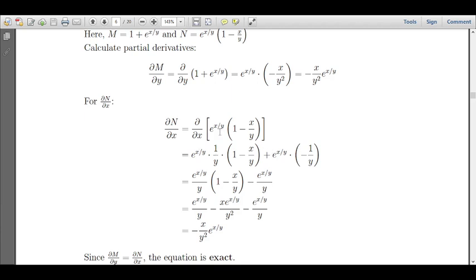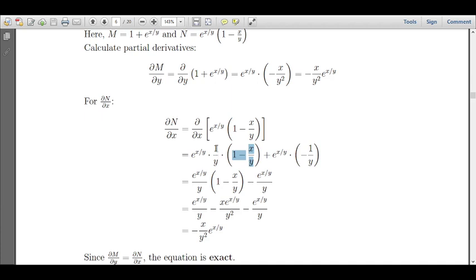First function, e power x by y, into differentiation of second, and this is minus 1 by y. One constant, differentiation 0, and differentiation of minus x by y with respect to x is minus 1 by y, plus second function 1 minus x by y, into differentiation of e power x by y with respect to x, this is e power x by y into dou by dou x of x by y.